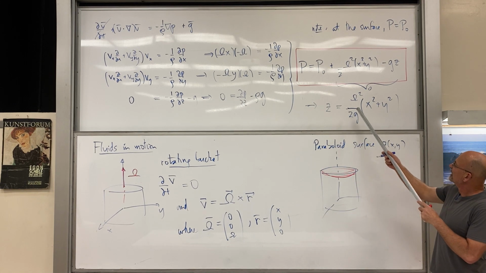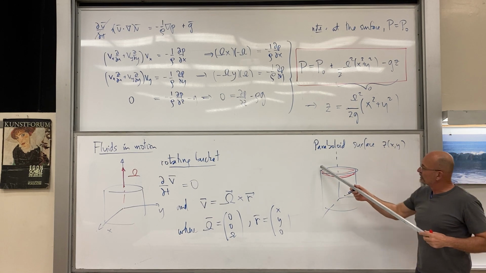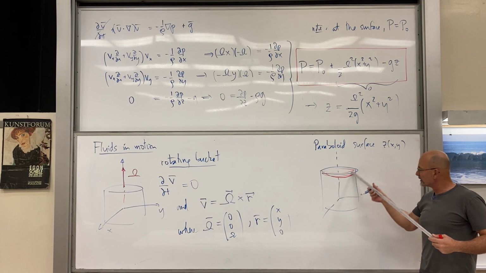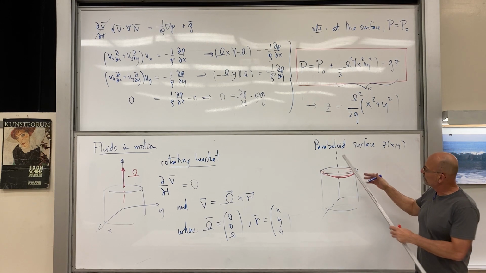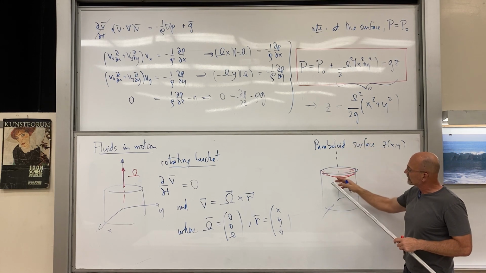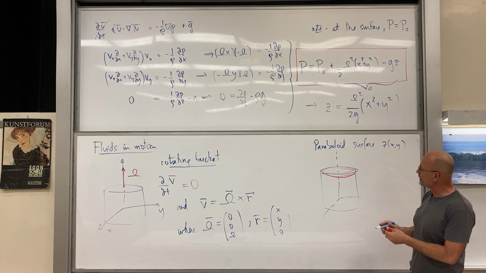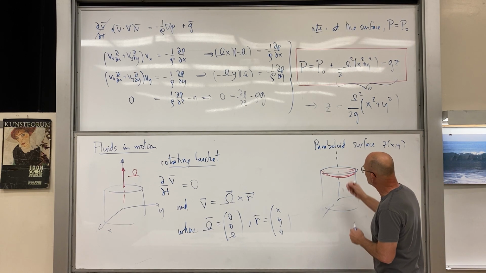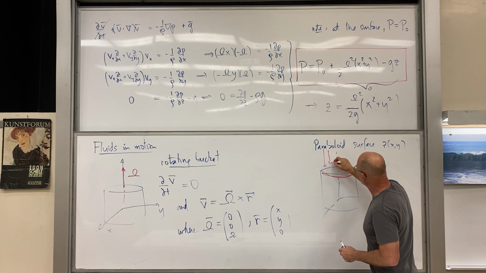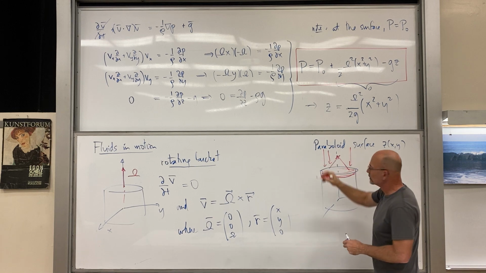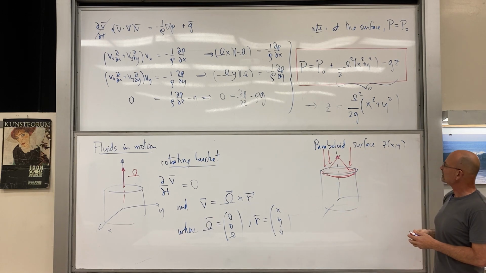So by controlling omega, you can control the depth of this paraboloid, and therefore, if you want to use that to make a reflecting mirror, you can control the focal length. Because the thing about the paraboloid is that all parallel incoming rays are reflected to a focal point. Okay.